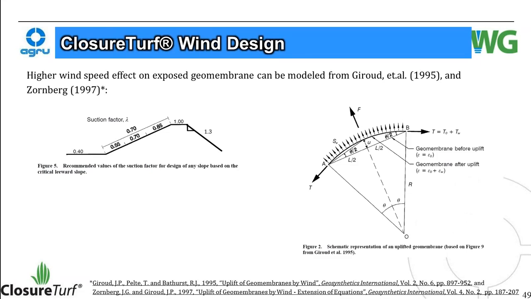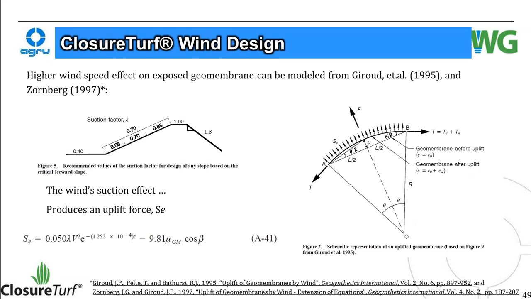You can estimate the wind suction uplift force along a slope using this equation here, where this parameter lambda is the suction factor along, say, a slope or other geometric shapes. V is the wind velocity, kilometers per hour. Z is the elevation of the site in meters, and then mu sub GM is the density of the geomembrane. Of course, we've got the gravitational constant here, and then the cosine of the slope.